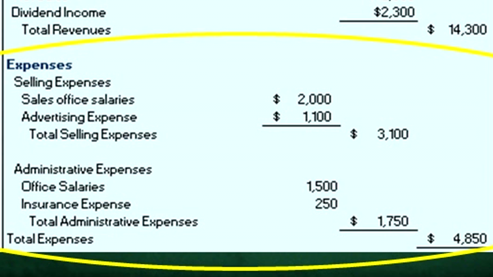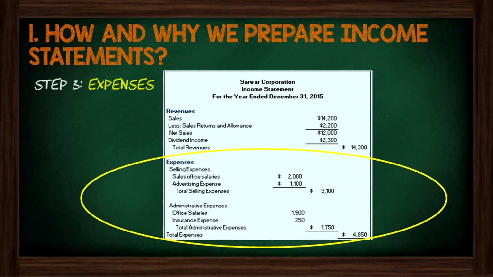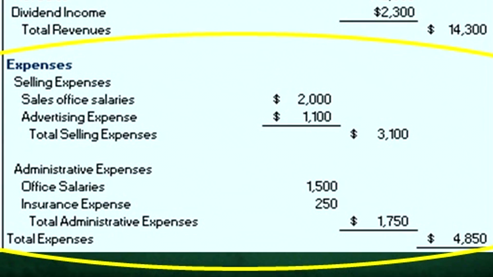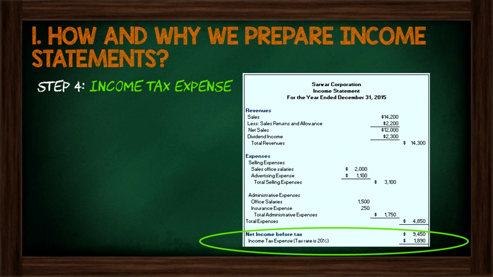We're going to explain that in the second lecture video, but just know that for this section here, we just list all of our expenses and add them up except for income tax. Okay? So in this case, we have sales office salaries of $2,000, advertising expense of $1,100, office salaries of $1,500, and insurance expense of $250. If we add up all those, we get total expenses of $4,850. So the next step then is to calculate your income tax. Okay, remember how I said we isolate it? So this is where we isolate it.